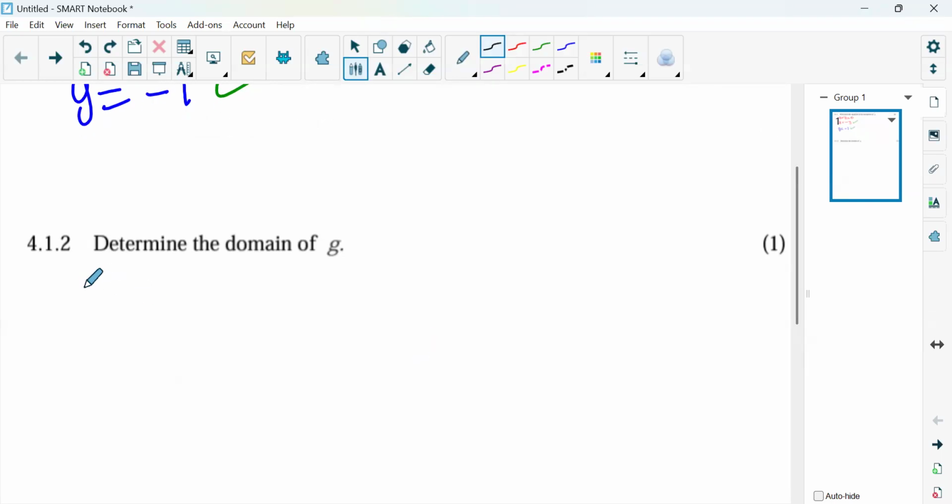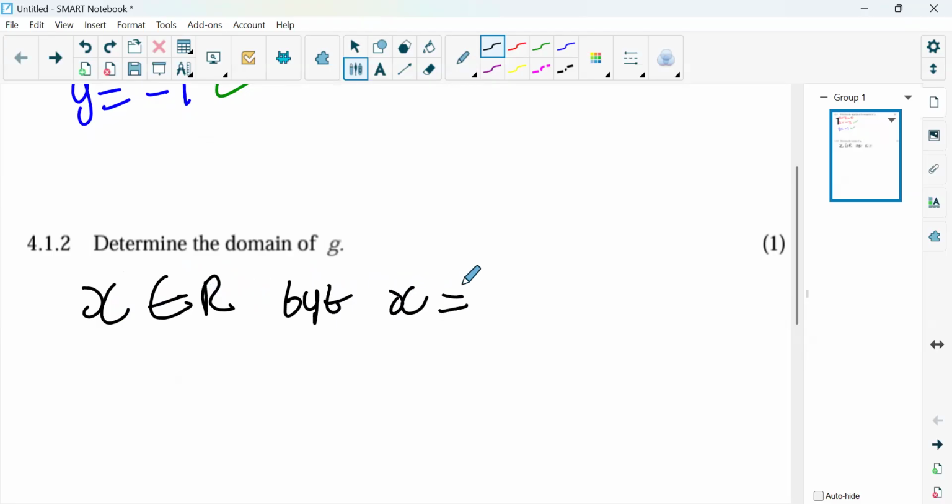Okay, so what are we going to tell them then? We're going to tell them that based on what we got on 4.1.1, x is going to be an element of all the real numbers. So I'm going to say x is an element of all the real numbers, but x cannot be -3. So x can be everyone, but x cannot be -3.